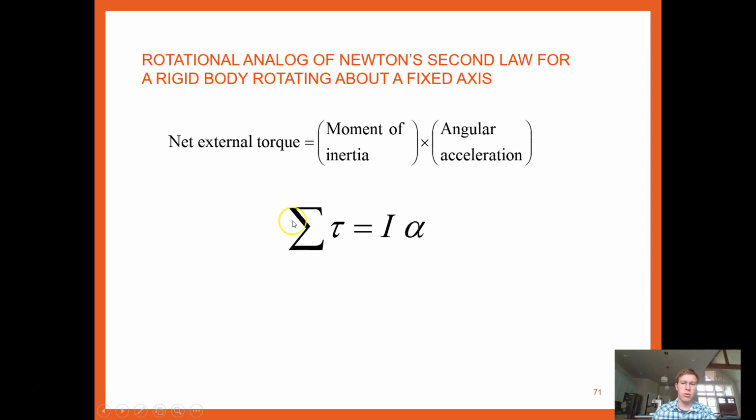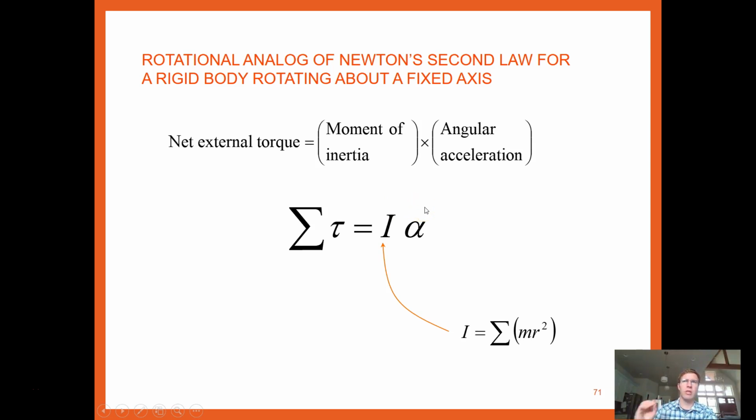It's just going to tell us that the net torque is equal to your moment of inertia multiplied by your angular acceleration. So let's see, Newton's second law, as we learned it originally, told us that the sum of the forces equals mass times acceleration, net force equals ma. Now we have net torque equals I times alpha.